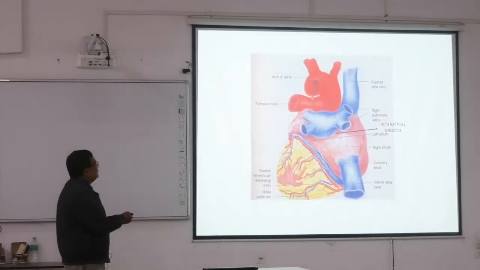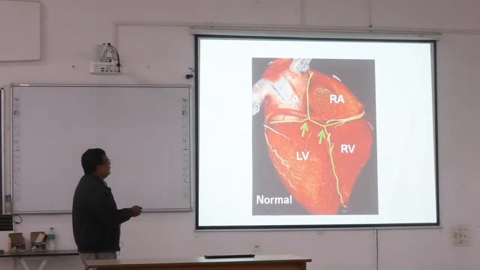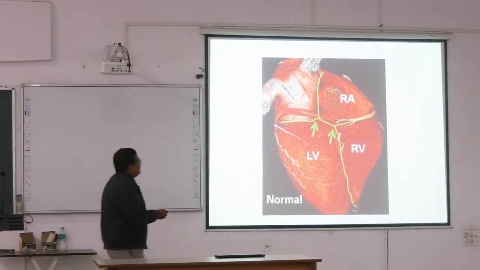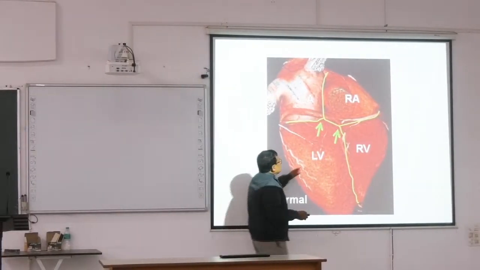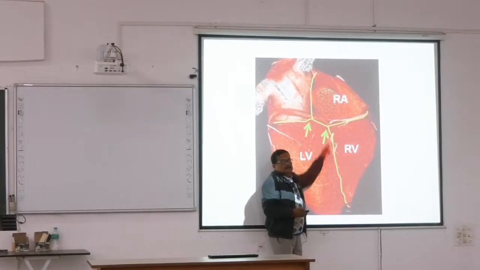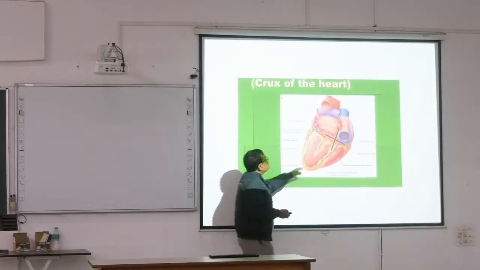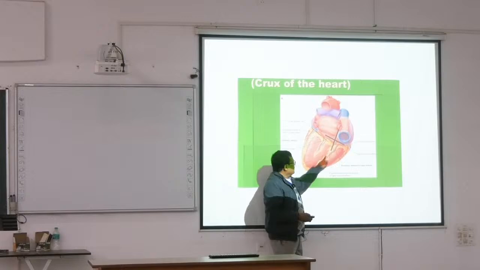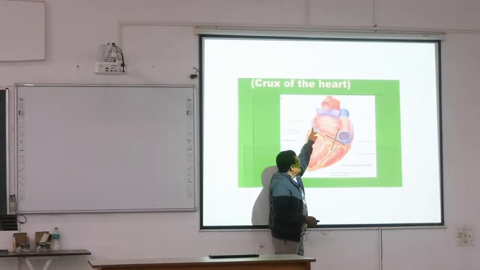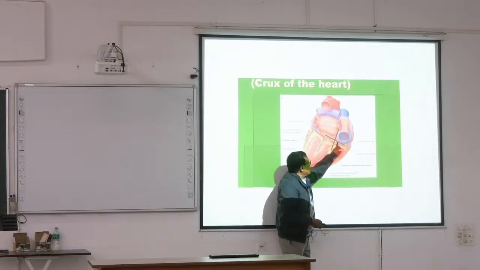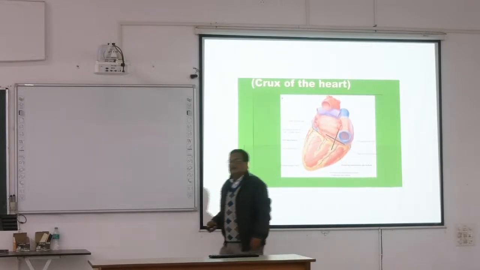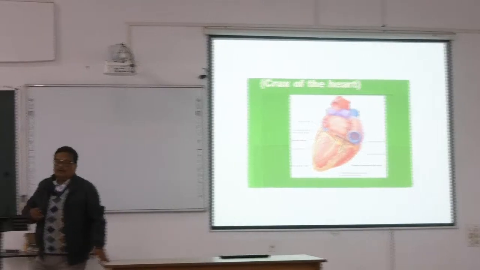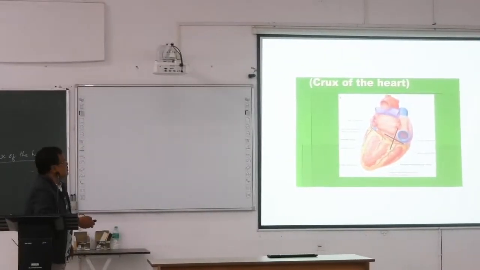With this introduction, it is the posterior side, and this is the crux of the heart. Here are the posterior atrioventricular groove and the posterior part of the interventricular groove. This is the atrioventricular groove. This is the interatrial groove. Where the interatrial groove meets, we call it the crux of the heart. As it is a meeting point like a cross, it is called the crux of the heart.